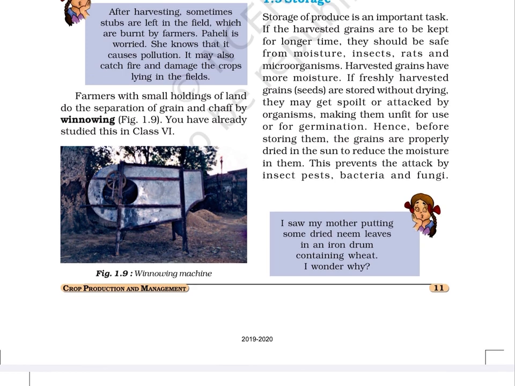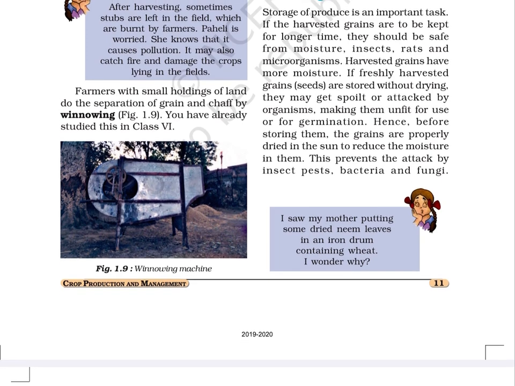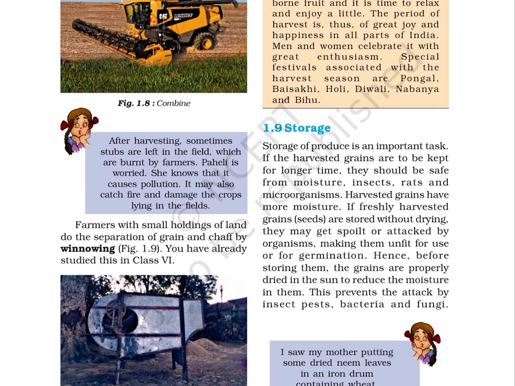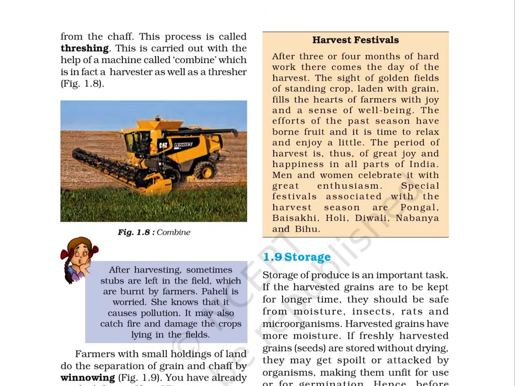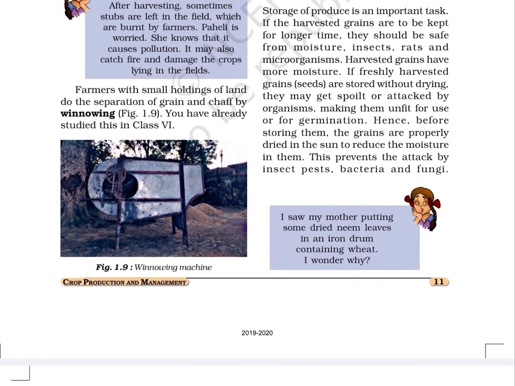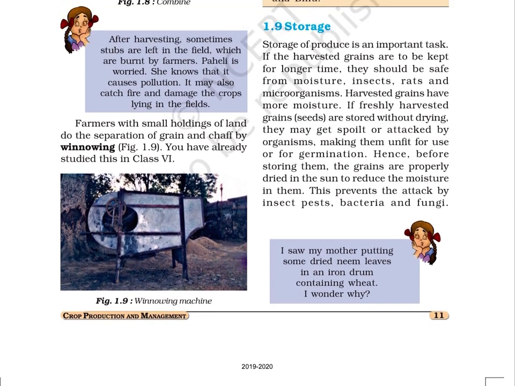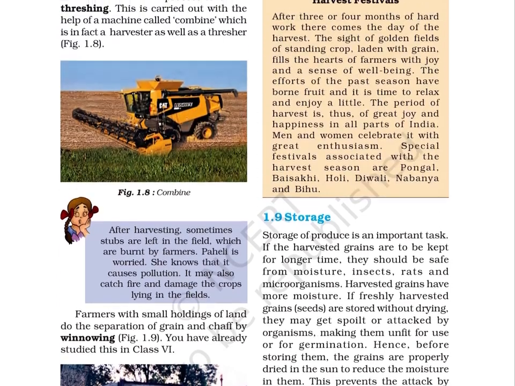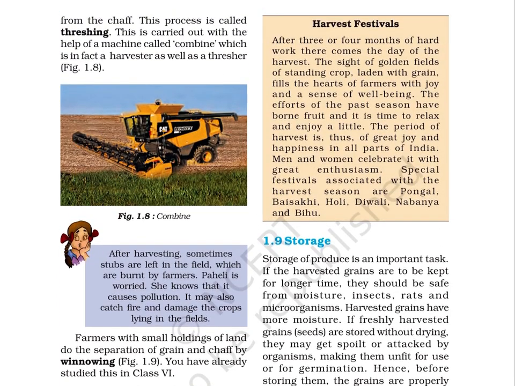Farmers with small holdings of land do the separation of grain and chaff by winnowing, as shown in figure 1.9. You have already studied this in class 6. Figure 1.9. Winnowing machine. In figure 1.9, we can see a winnowing machine.